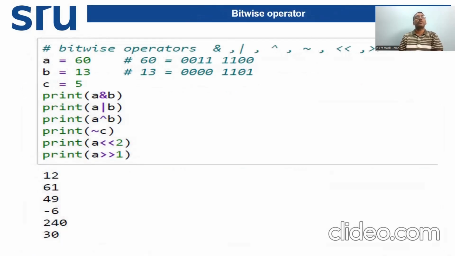Then this is an example where I am considering A value as decimal 60, B value as decimal 13, and C value as decimal 5. So when I perform the operations, obviously those get converted into their equivalent binary values. These are the equivalent binary values for 60 and 13. Then A and B, A or B, A exclusive or B, then logical bitwise not, then A left shift, A right shift. These are the corresponding values after evaluating the bitwise expressions.